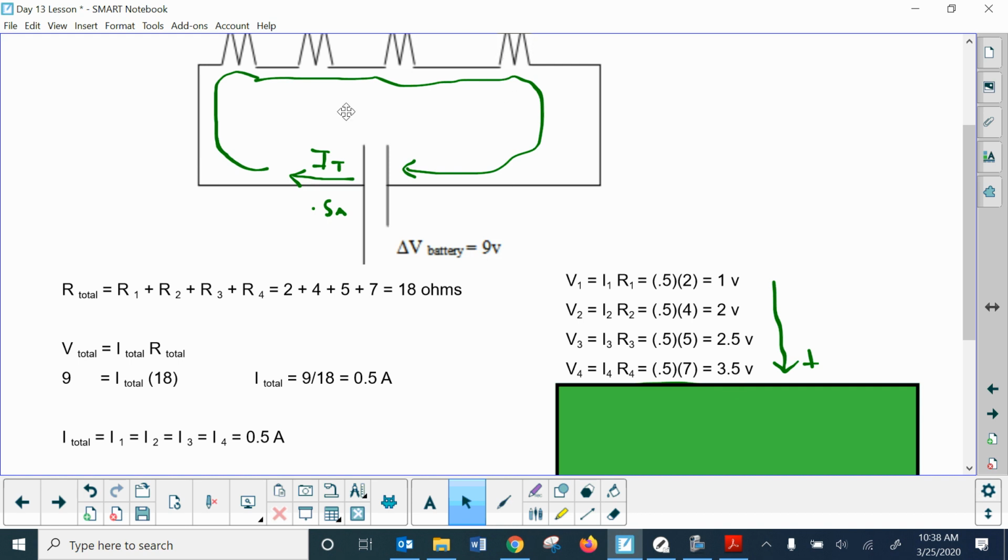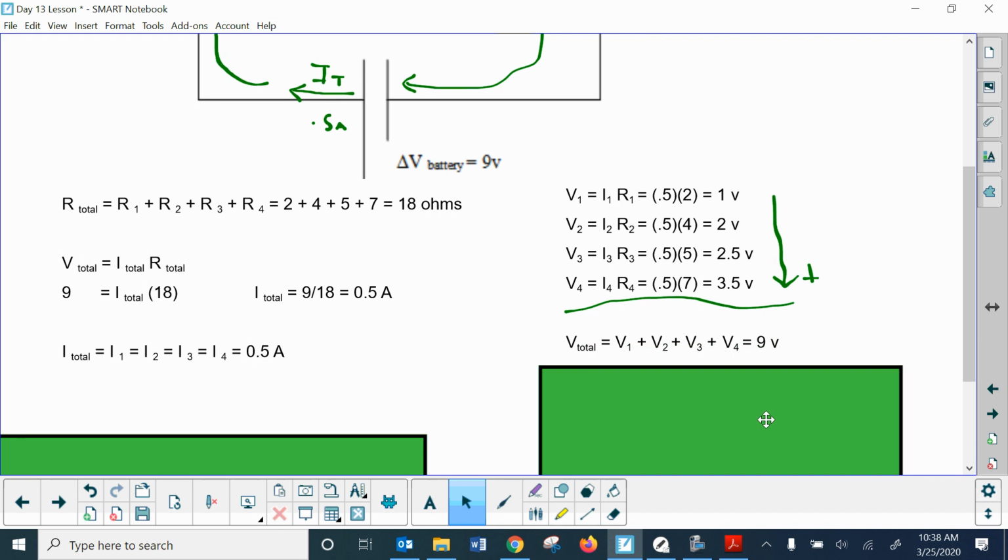If you remember the loop rule, it says whatever you gain going across the battery, you should lose going back to the other side of the battery. So that's summarized in this rule here. So you gain 9 going across the battery, and if you add up all of these pieces, 1 and 2 and 2.5 and 3.5, you get 9 volts. So that's a nice way to check your work and make sure that, hey, I did this right.